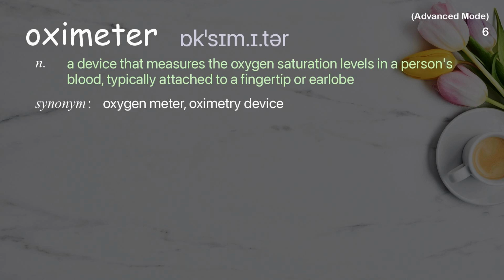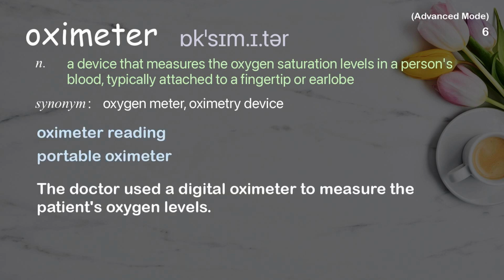Oximeter. A device that measures the oxygen saturation levels in a person's blood, typically attached to a fingertip or earlobe. Examples: Oximeter reading. Portable oximeter. The doctor used a digital oximeter to measure the patient's oxygen levels.